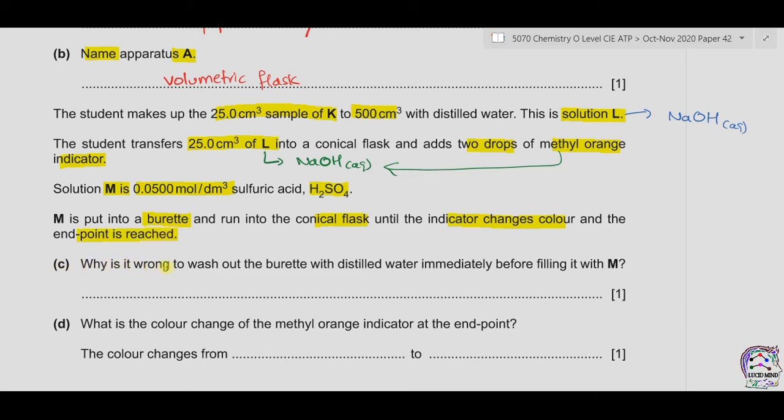Part C. Why is it wrong to wash out the burette with distilled water immediately before filling it with M? Now as we can see, M is sulfuric acid and this is the concentration. So if distilled water is used immediately before filling with M, what will happen is that it will dilute M by reducing the concentration. So we can write it dilutes the acid, or you can also write that it decreases the concentration.